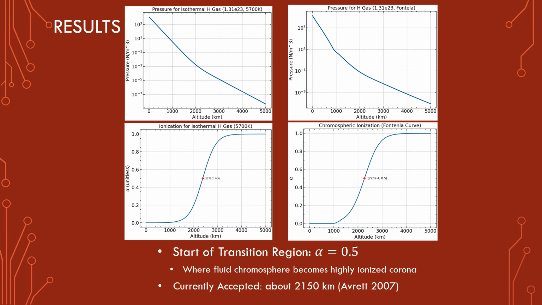Currently accepted values range between 2,000 and 2,200 kilometers. For example, the average has it at about 2,150. And the determined value from our results is actually fairly in concert with that.